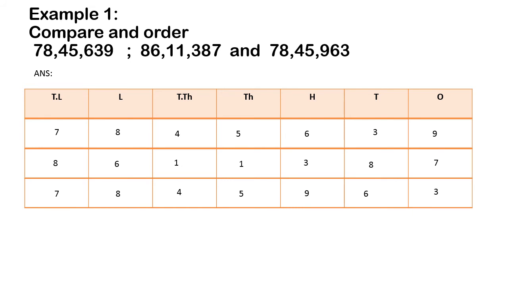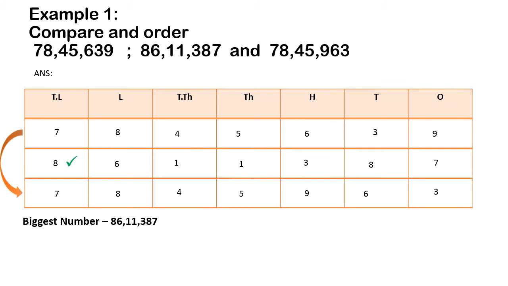So first we have to find out the highest place value. So what is the highest place value here? Ten lakhs. Okay. Now we are going to compare the numbers in the ten lakhs place. So 7, 8, 7. So what is the biggest number here? 8. So we can say that the number which has 8 in the ten lakhs place value, that is 86 lakhs 11,387, is the biggest number here. Okay. Now we have to omit this number.